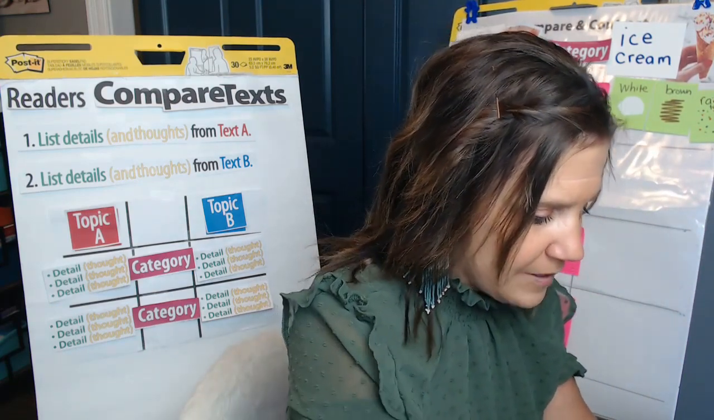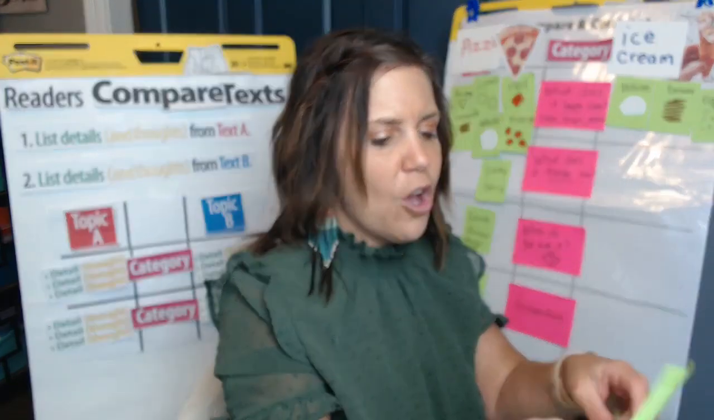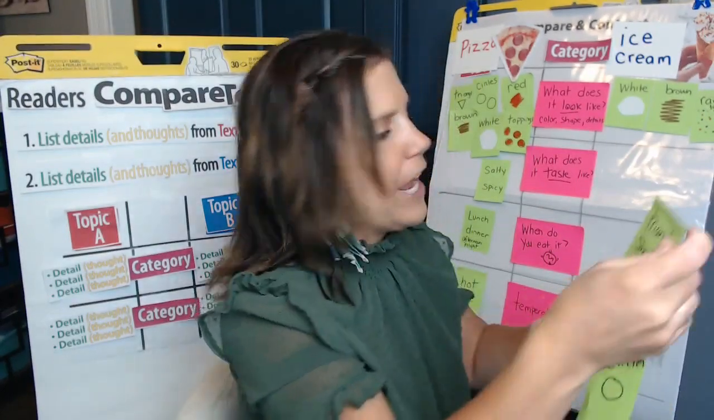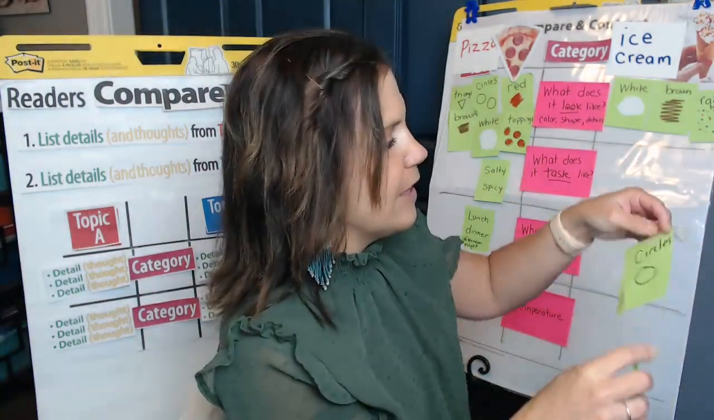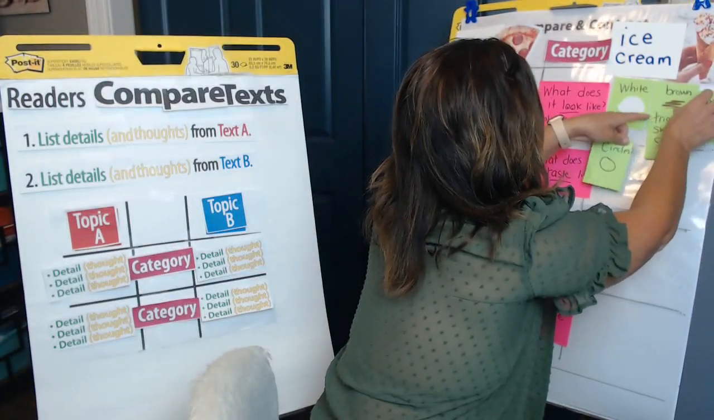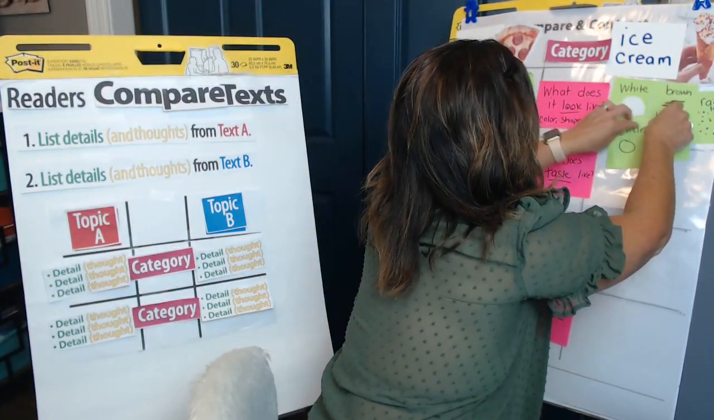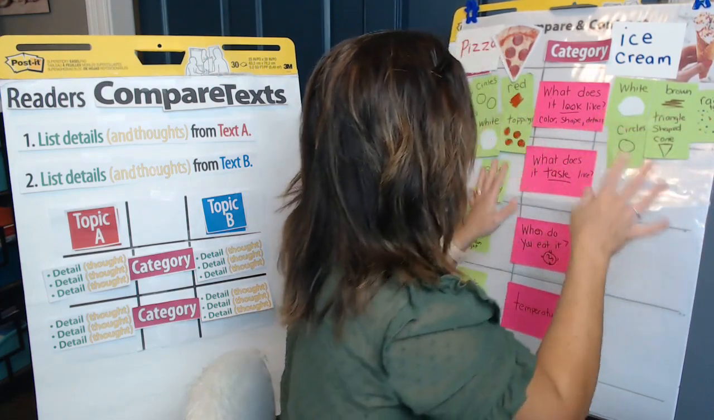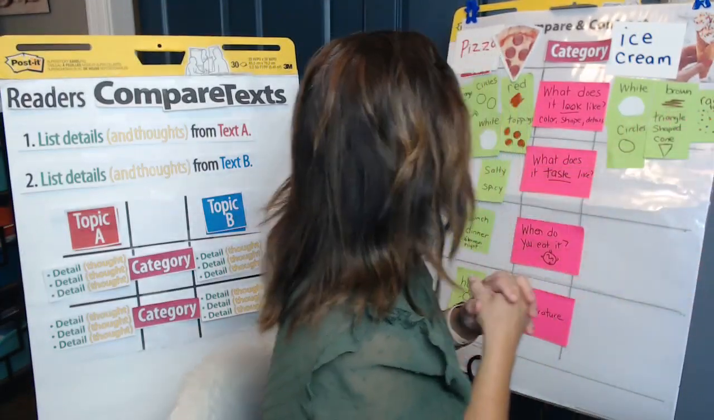What shape? Let me think about that. It's got a triangle-shaped cone. The cone is kind of a triangle shape, and the scoop is sort of round or circles, right? So I've got round, circles, triangles, white, brown, and rainbow toppings, okay?